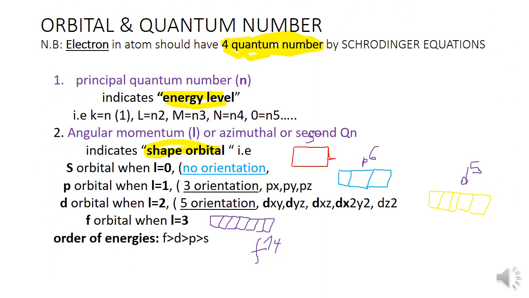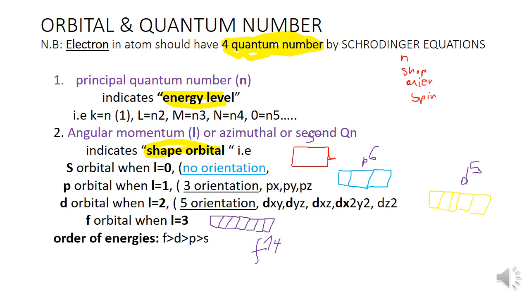Here we are going to see orbitals and quantum numbers. An electron in an orbital should have 4 quantum numbers. The first one is energy level. The second one is shape. The third one is orientation. The last one is spin direction. These are the quantum numbers.